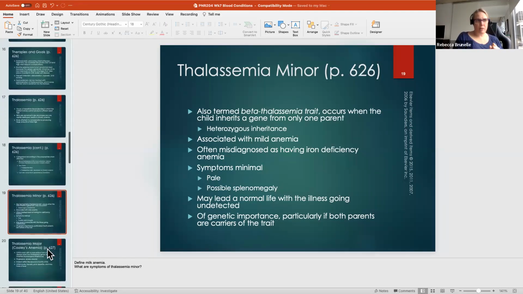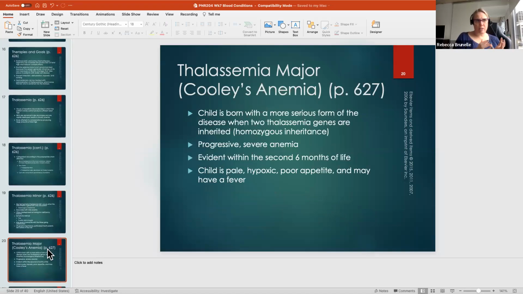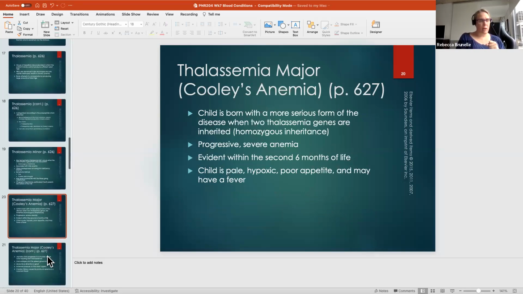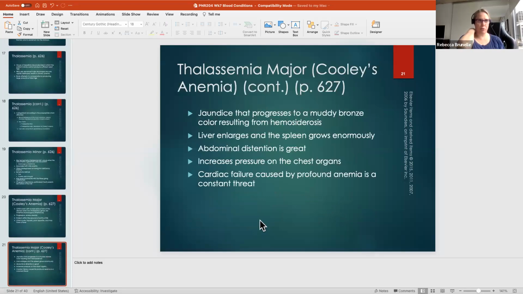With thalassemia major, they're even more anemic. So even if they're not diagnosed prenatally, or if they don't know it runs in the family, you're going to expect a diagnosis within the first year of life. It's kind of similar to sickle cell disease. And the primary treatment for thalassemia is repeat blood transfusions.